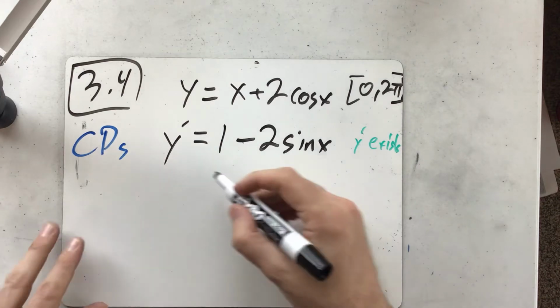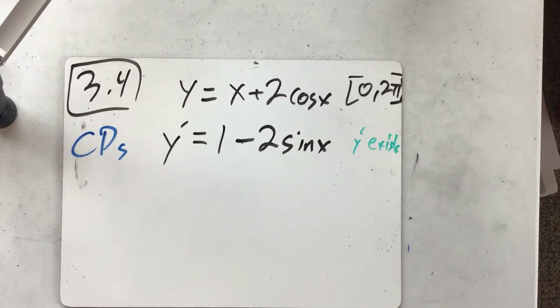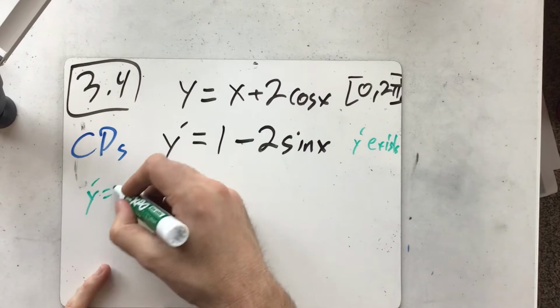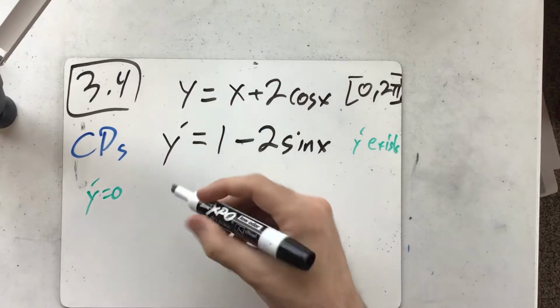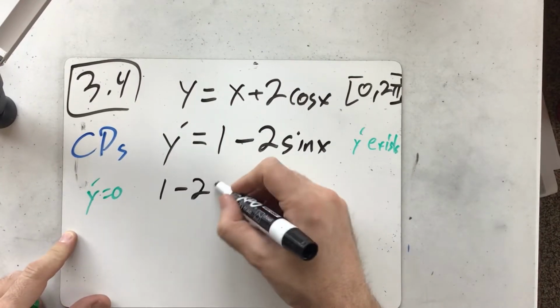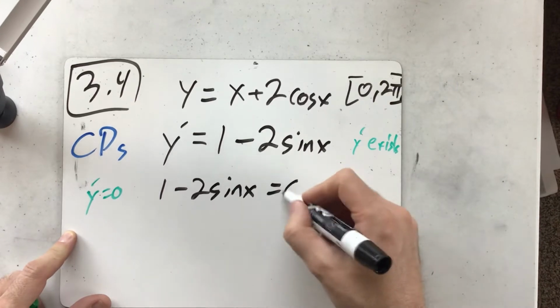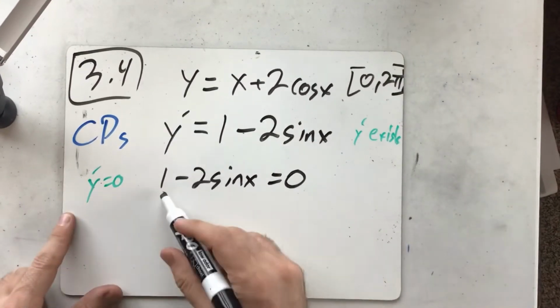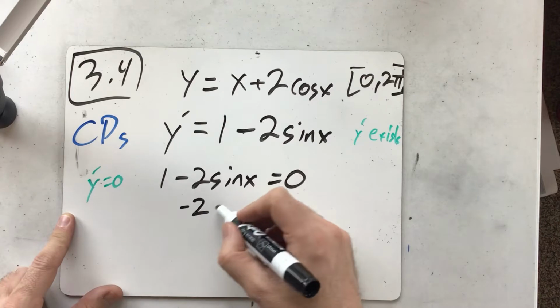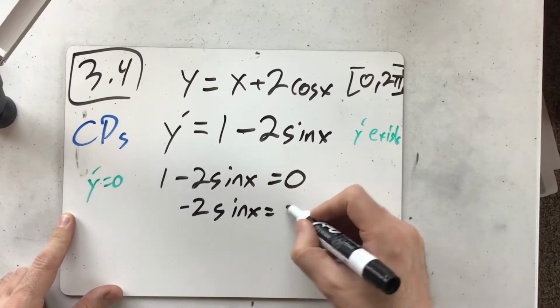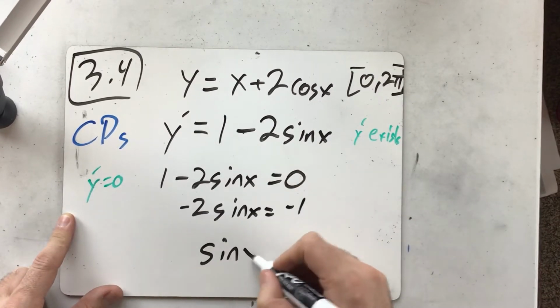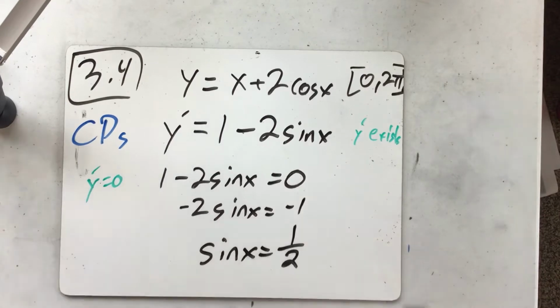So all I need to do is take y prime and figure out where it is 0. And so that means I've got 1 minus 2 sine of x equal to 0. And now I do some algebra. So let's move my 1 over there. Negative 2 sine x equals negative 1. And sine of x equals 1/2. And so now I have to ask myself this important question: where does sine of x equal 1/2?